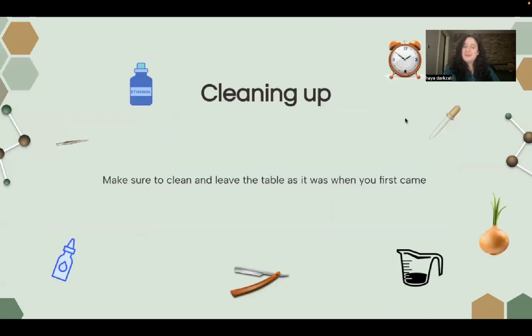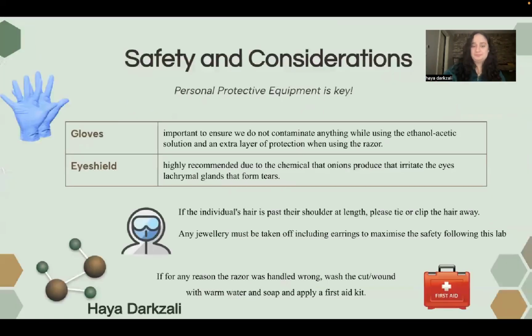Now, again, for cleaning up, we just want to make sure to clean and leave the table as it was when you first came. So, you come in, everything's organized, you leave, and everything is organized. Now, here are some safety and considerations. Every lab, the number one priority is safety for sure. That's the first thing we learn in Bio 1, and probably going to be the first thing we learn in Bio 2. Personal protective equipment is key.